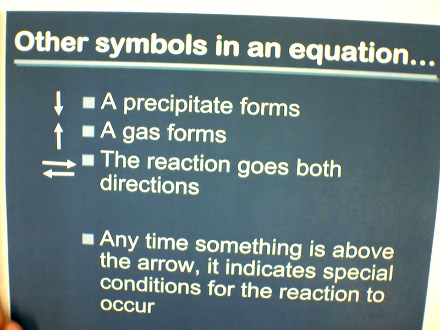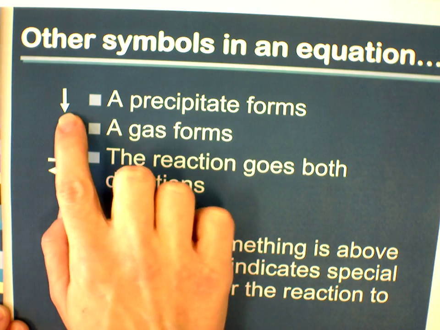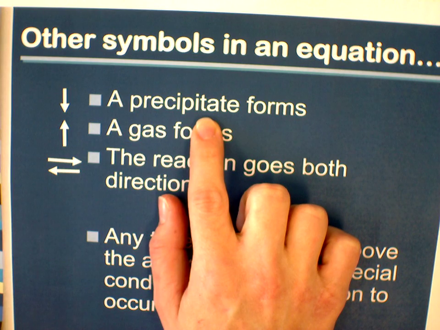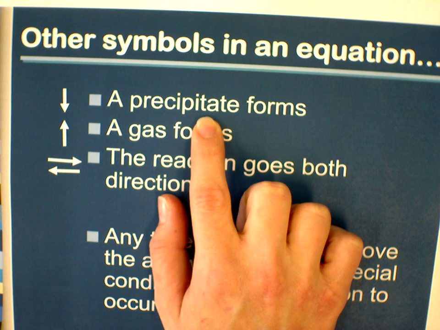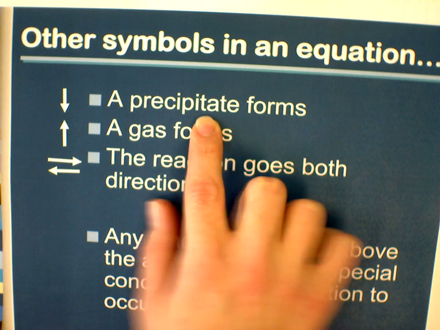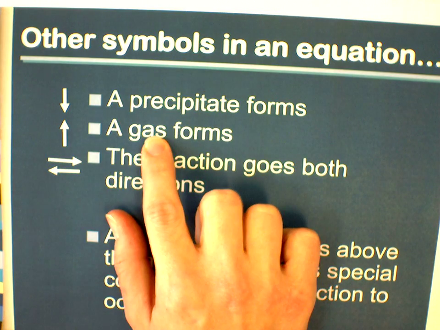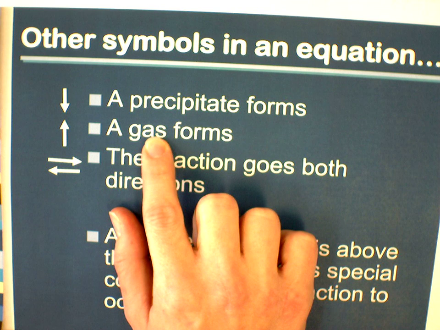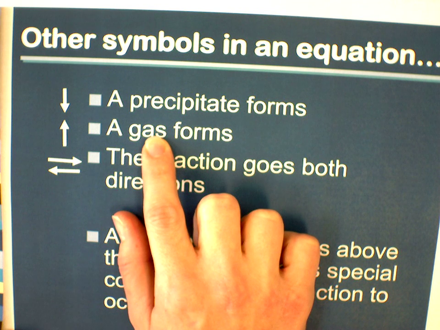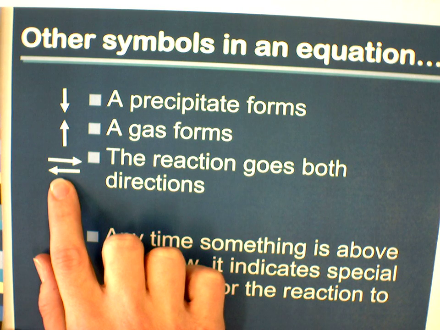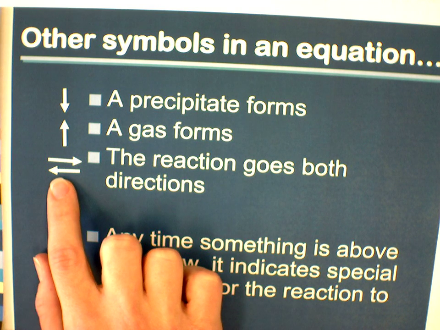All right, so some other symbols you might see: there's an arrow downward, which means that a precipitate forms. You also would see that with S in parentheses, a solid, as a product. These arrows are only on the product side. This arrow upward means a gas is being formed, so one of your products is a gas. And then you could also see arrows going both directions.